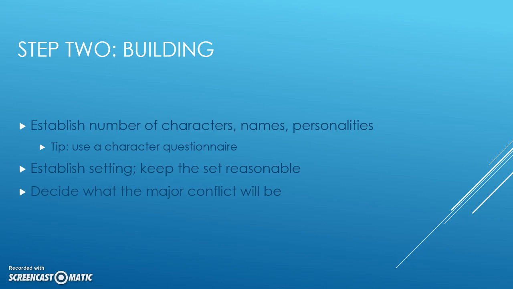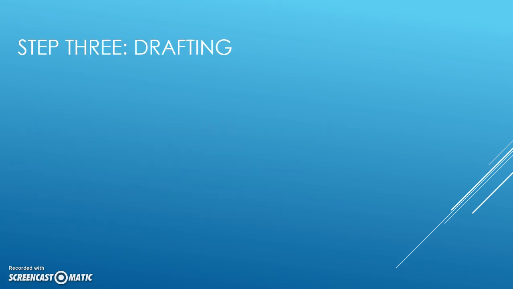Decide what the major conflict is going to be. This is one of the major parts of building your play, is to decide what's going to happen in these characters' lives. What will be the major issue that they tackle? Start as close to this conflict as possible. That way the story gets moving forward very quickly.